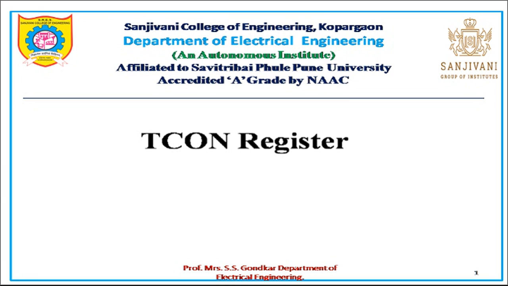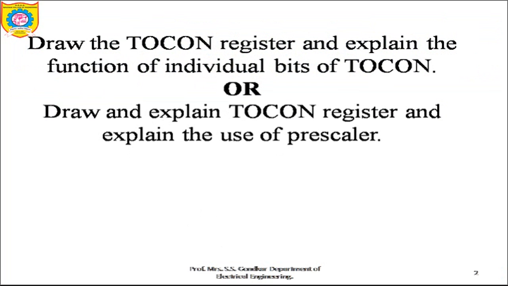In this video lecture, we are going to study the T0CON register. Before looking into the T0CON register, I will just introduce you to the concept of timers. There are 4 timers, namely timer 0, which may either be 8-bit or 16-bit. Timer 1 is a 16-bit timer, timer 2 is an 8-bit timer, and timer 3 is a 16-bit timer. So in all there are 4 timers from timer 0 to timer 3.